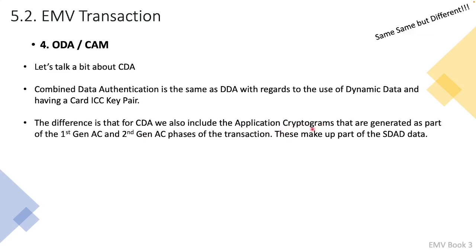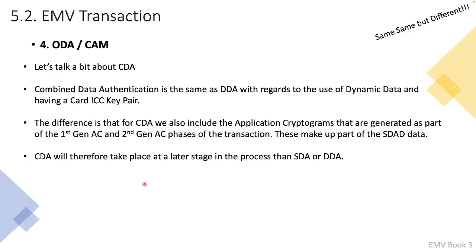Basically, these cryptograms are produced during first gen and second gen AC, and they are generally TCs, AACs, and ARQCs, which indicate the potential authorization outcome of the transaction. So in addition to what we've done with DDA, CDA includes this cryptogram generation as well. These cryptograms are generated using symmetric keys, so it's a good combination of an asymmetric process, but also including the output of processing done using symmetric keys.